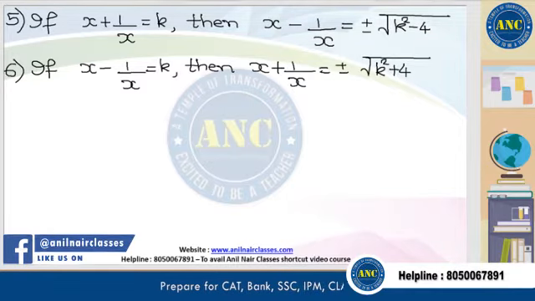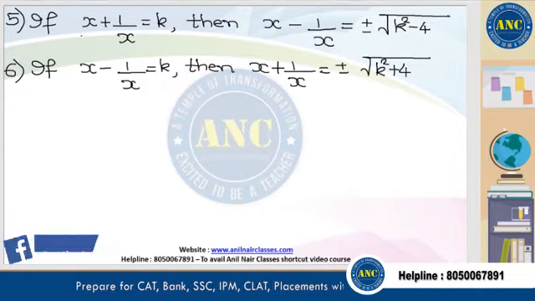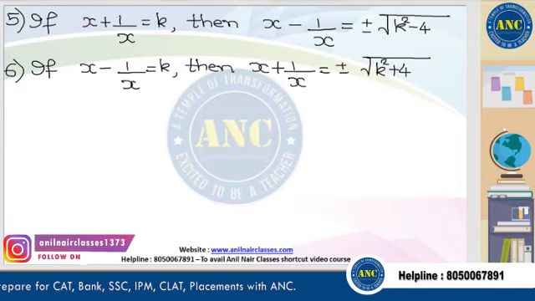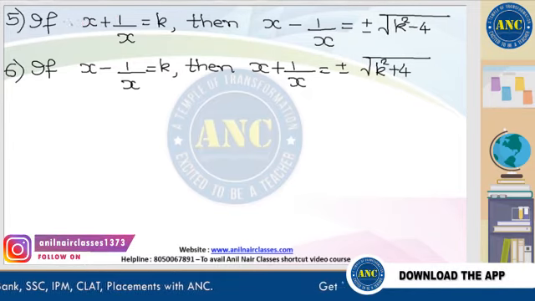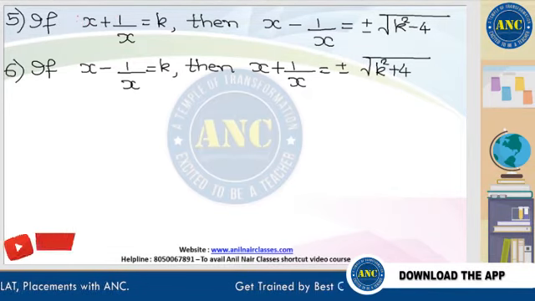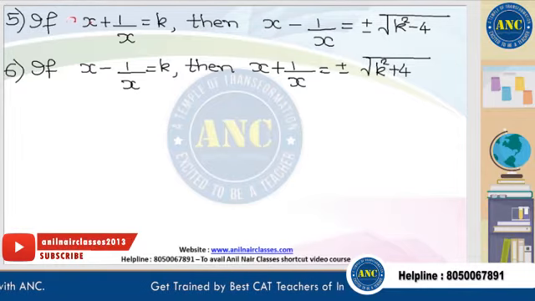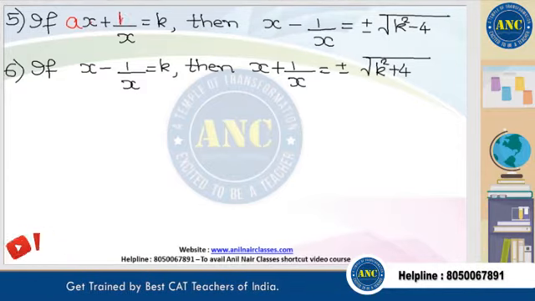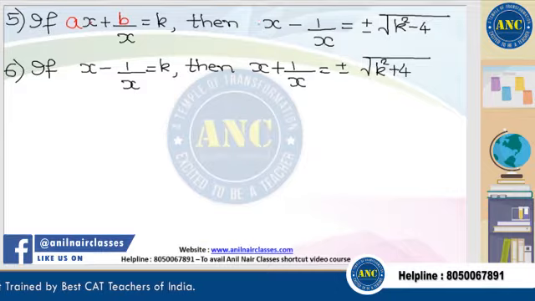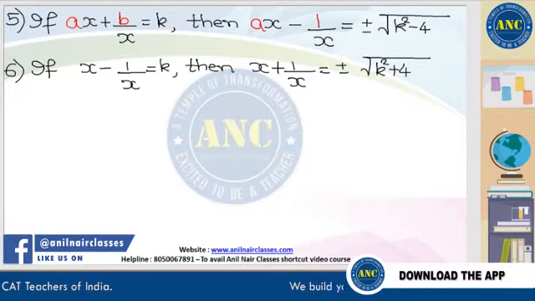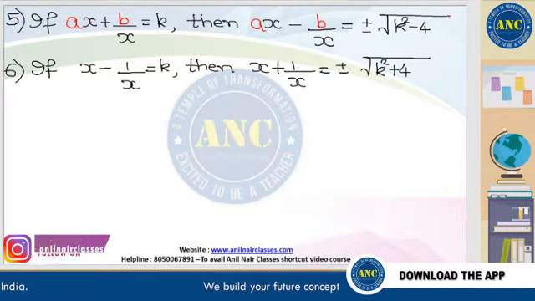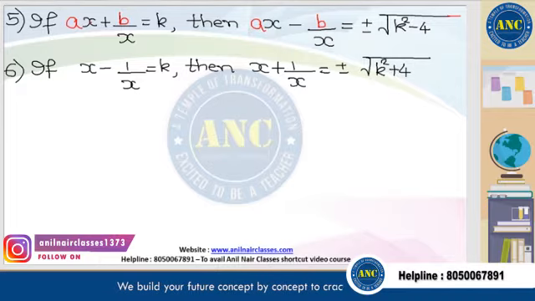Now the fifth and sixth key points are for when the coefficients of x and 1 by x are equal to 1. What if they are not equal to 1? Same logic once again. The coefficient of x I will make as a, and the coefficient of 1 by x I will make as b. Here also I will make it a, here also b. Same understanding as our third and fourth key points.